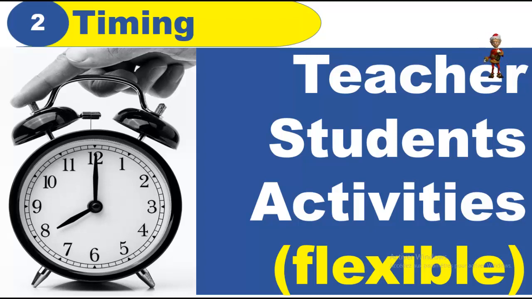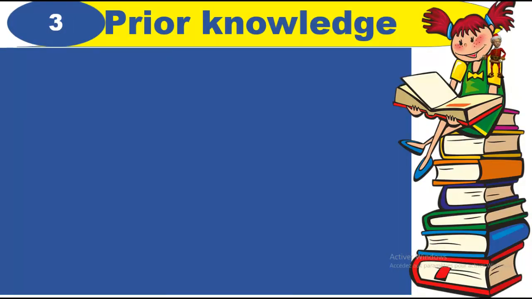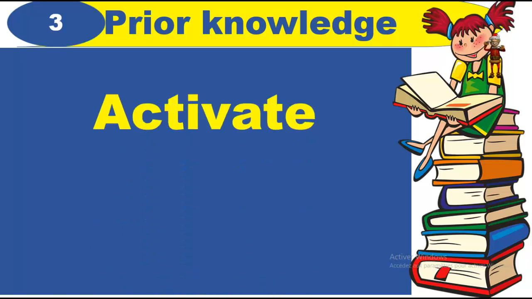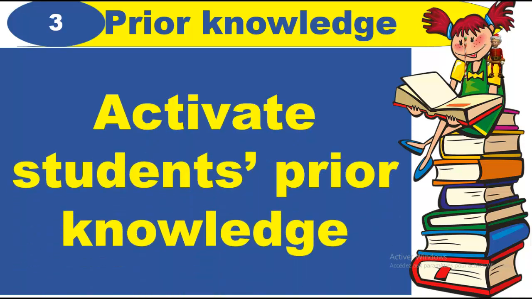Number 3, prior knowledge. Prior knowledge is a prerequisite, the knowledge students need to tackle a new lesson. For example, you want to teach the passive voice, but your students have not yet learned tenses. It will be very difficult. So you need prior knowledge of tenses before tackling the passive voice. So you have to activate students' prior knowledge to tackle a new lesson.